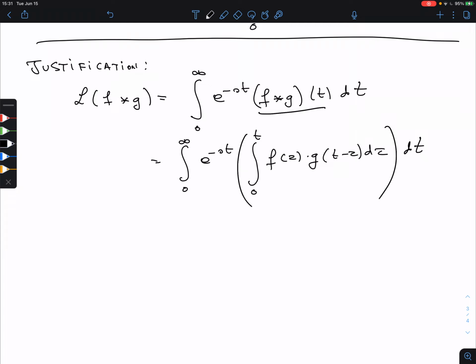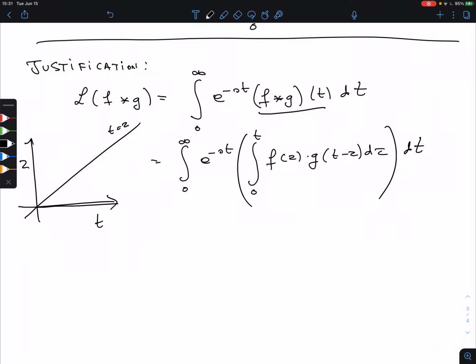But I have to think a bit about what this is. So let's see here. We have two variables, right? The variable t and the variable z. And the variable t goes from 0 to infinity. What is the variable z? The variable z goes from 0 to t. So this is the line t equals z.